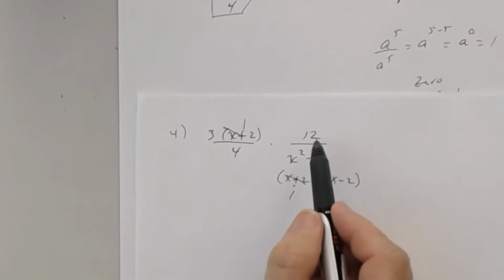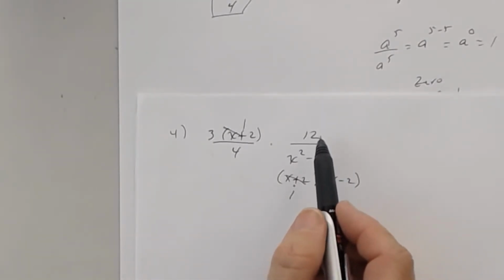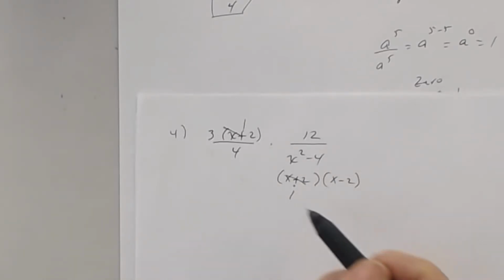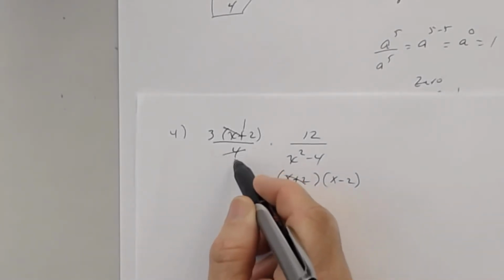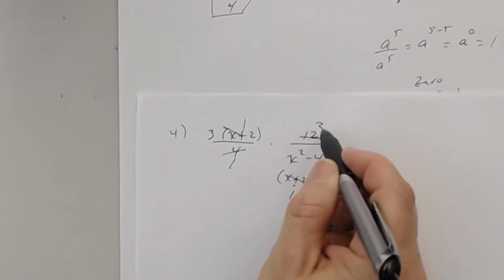The next factor I see is a 12. Will that 12 reduce with any factor that's in the denominator? Yes, which one? The 4. So 4 into 4 is 1. 4 into 12 is 3.